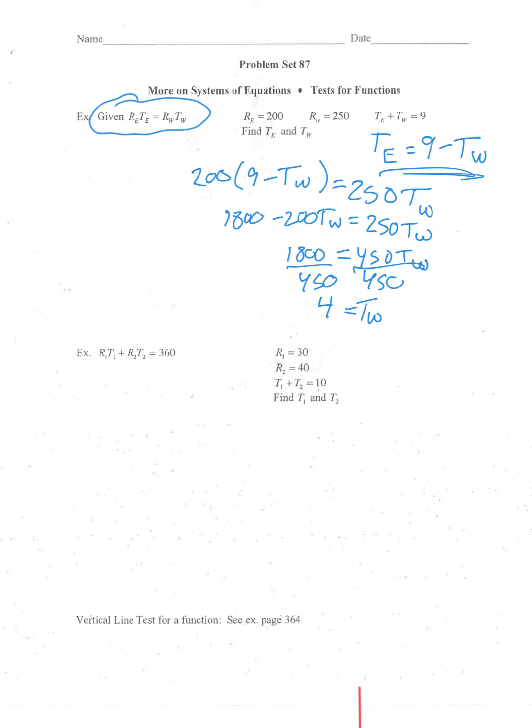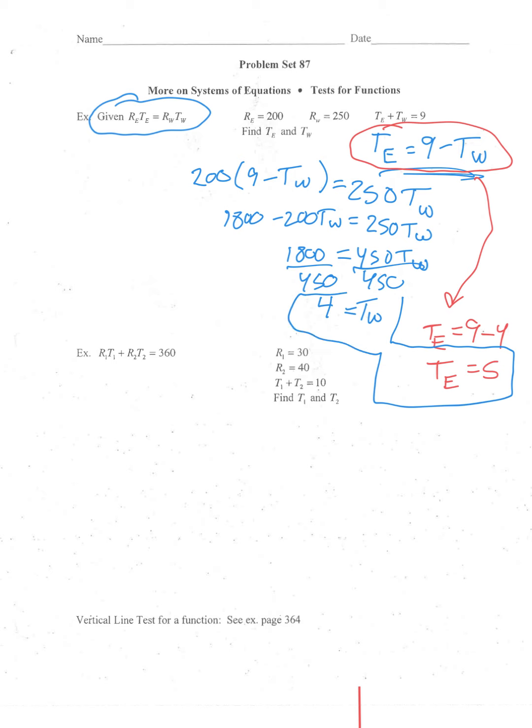And now to find T sub E, all I have to do is go back up to my original equation sets up here. I'm going to change my color here so I can focus at this point. I'm going to take this one and bring it down to solve for T sub E. So I'm just going to, again, substitute 4 for T sub W. And I get T sub E is equal to 5. So I've done it. I've solved for T sub W. I've solved for T sub E.